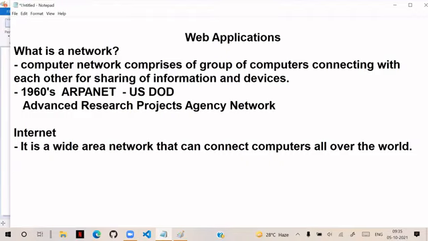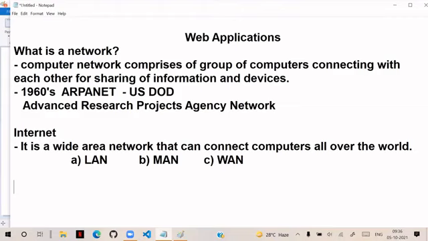Computer networks are classified into three major types. I hope the majority of people have heard about them. You know them, right? LAN, local area network. Another one is MAN, metropolitan area network. Another one is WAN, wide area network. So internet comes under the category of wide area network.